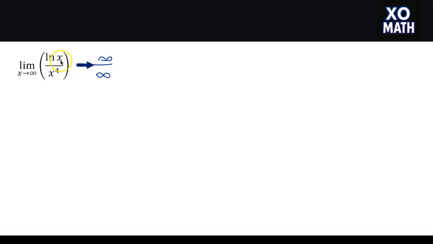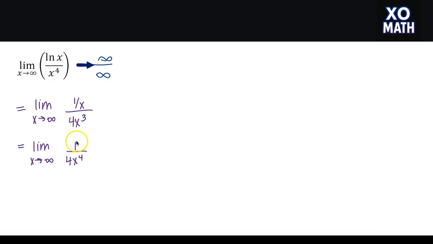So L'Hopital's rule says we could take the derivative of the top and the bottom separately and evaluate that new limit. So this is the limit as x approaches infinity of the derivative of natural log x, which is 1 over x, over the derivative of x to the fourth, which is 4x cubed. So we want to simplify this. Basically, we can rewrite this as the limit as x approaches infinity of 1 over 4x to the fourth. So basically, this x drops down to the denominator, and we have 1 over 4x to the fourth.